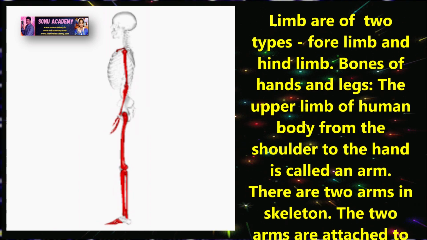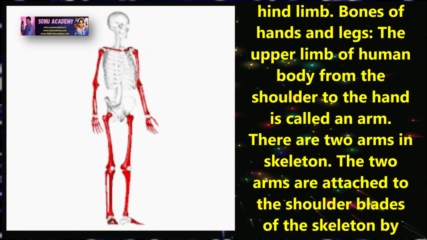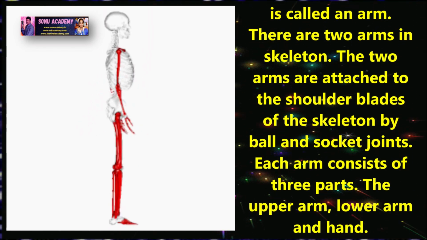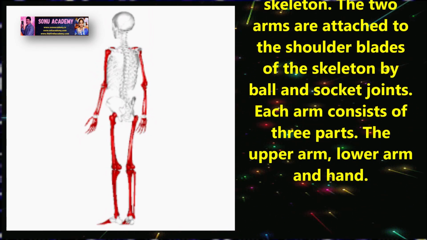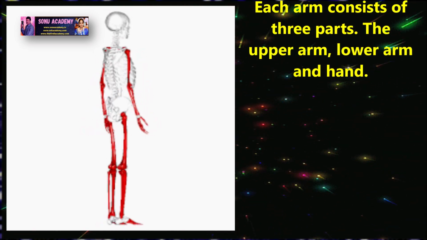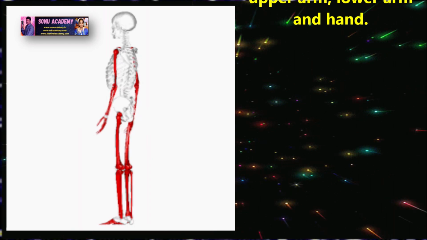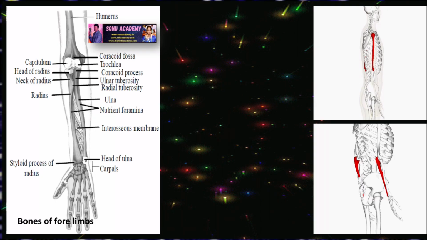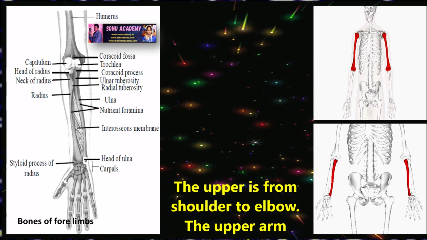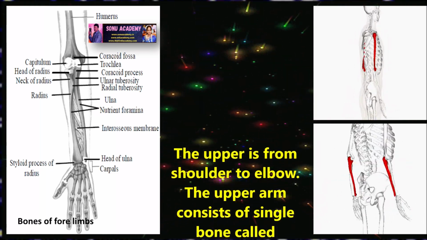The upper limb of the human body, from the shoulder to the hand, is called an arm. There are two arms in the skeleton. The two arms are attached from the shoulder blade to the skeleton by ball and socket joints. Each arm consists of three parts: the upper arm, lower arm and a hand. The upper arm is from shoulder to elbow. The upper arm consists of a single bone called the humerus.